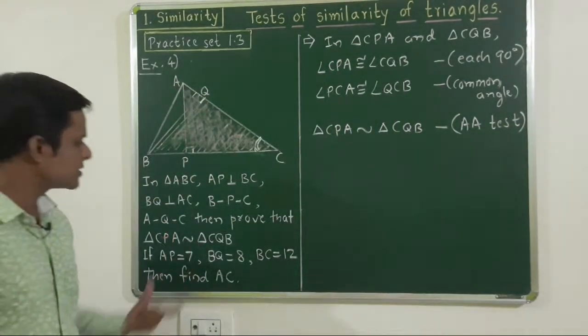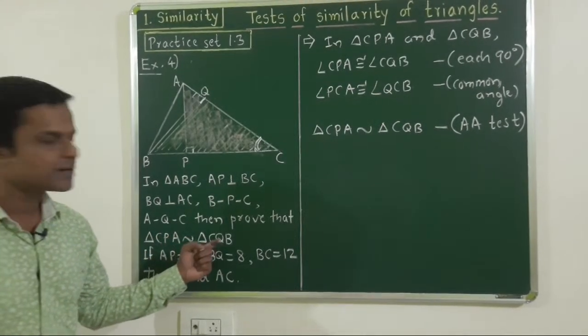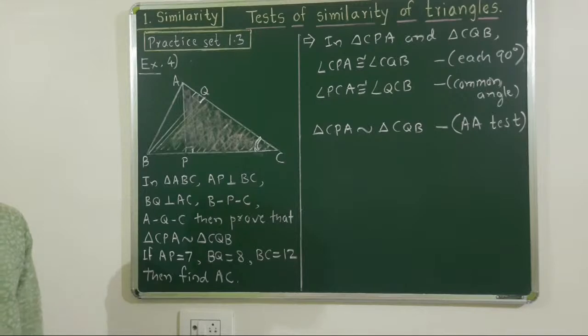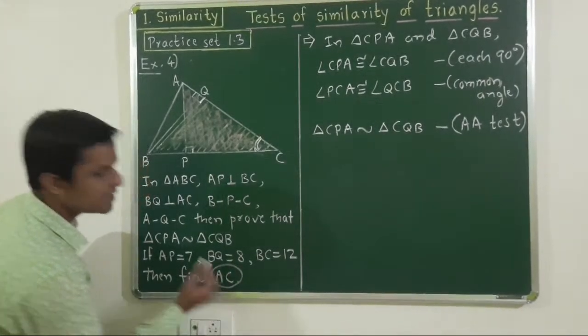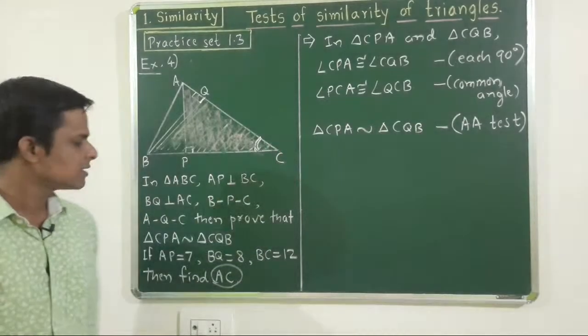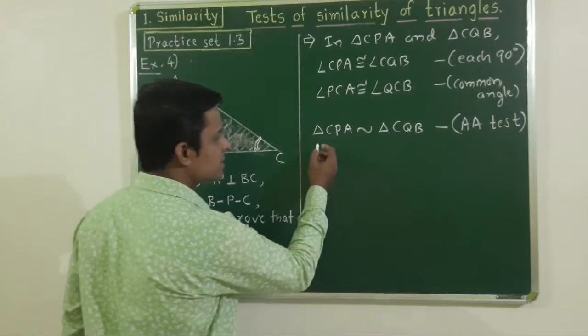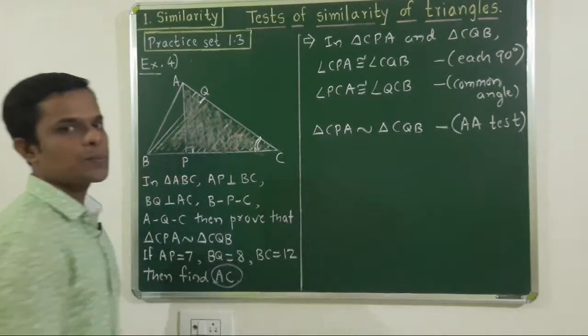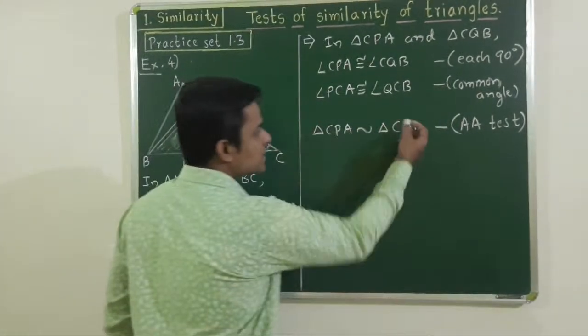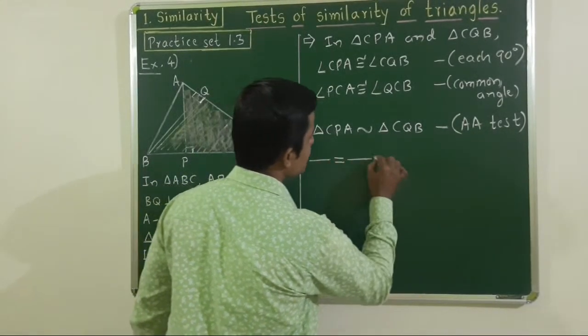It means we have reached this target, that is, triangle CPA is similar to triangle CQB. Now our next target is to find out AC, that is, the side of one of these two triangles. Since these two triangles are similar by the AA test, their corresponding sides are in proportion. By using these names also, we can write the corresponding sides in proportion, meaning three ratios will be there.